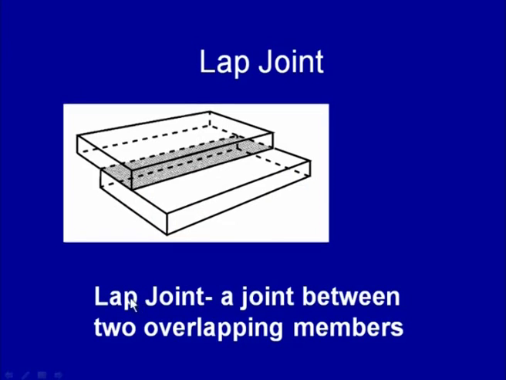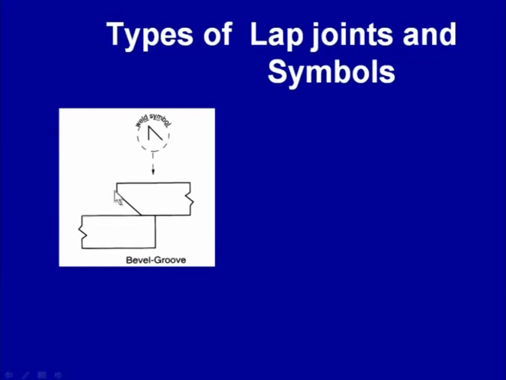Then the lap joint. A lap joint between two overlapping members is made, and various groove geometries are used for developing the lap joint. One is the bevel groove, where beveling is done in one plate, and the two plates are kept in overlapping position, and the weld metal is deposited in this portion of the groove.